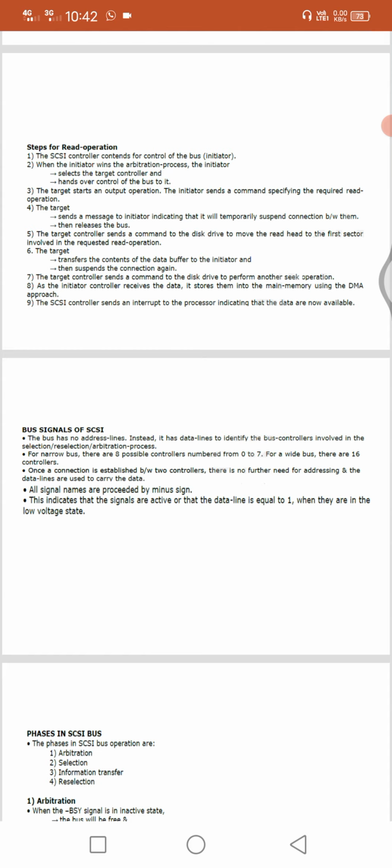All signal names are preceded by a minus sign. This indicates that signals are active, or that the data line is equal to 1, when they are in the low voltage state.